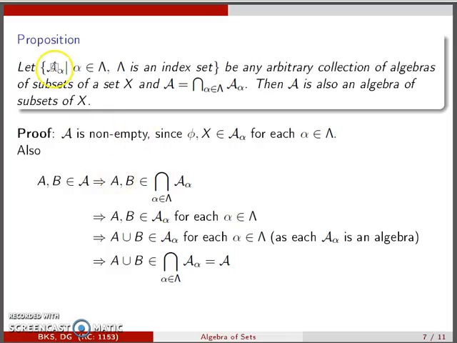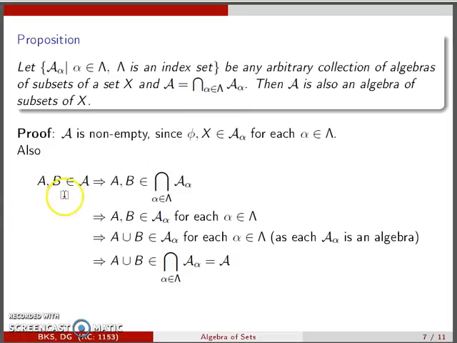Proposition. Let us consider an arbitrary collection of algebras of subsets of X. The proposition says that their intersection is again going to be an algebra. Proof is simple. The collection is non-empty because each of these algebras contains Phi and X.